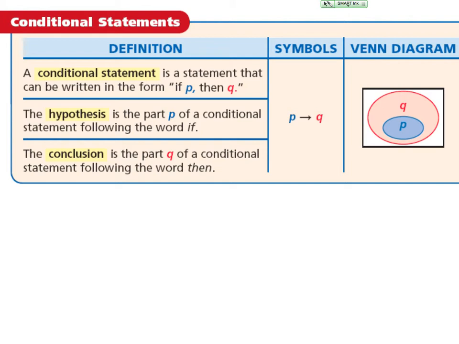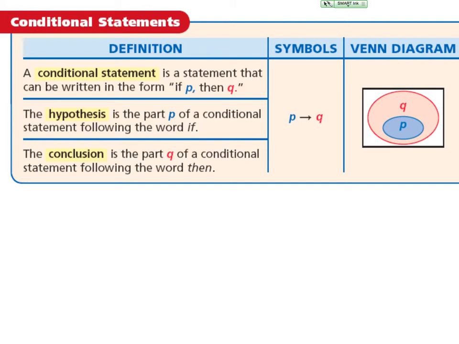P and Q are kind of the standard variables that we use in logic. The P stands for the hypothesis. I don't know why they didn't use H, but P's for the hypothesis. The hypothesis is the part following the word if. If it is sunny, then it is warm. Okay, so the part that follows the word if is the hypothesis. That's what you begin with.